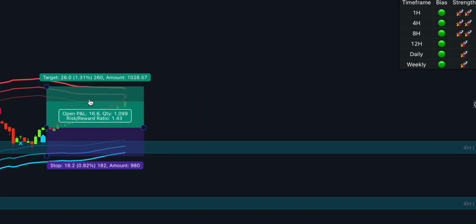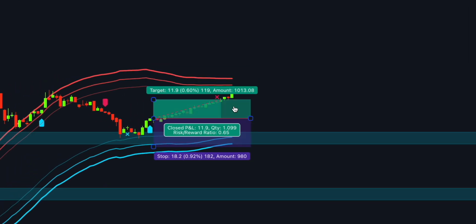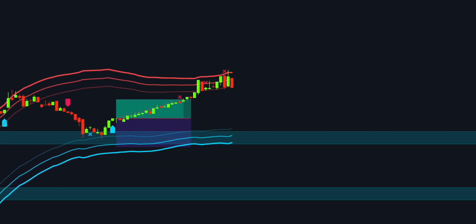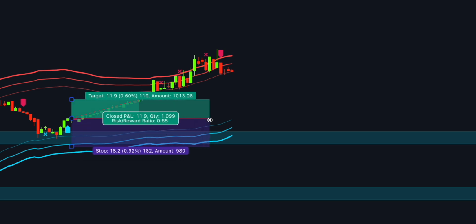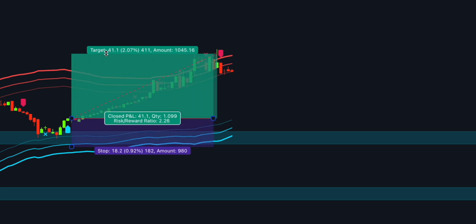The trade is running in profit. We've received an exit cross. Now we have nothing to lose since our stop loss has been moved to break even. Even if it gets triggered, we've already made a small profit.